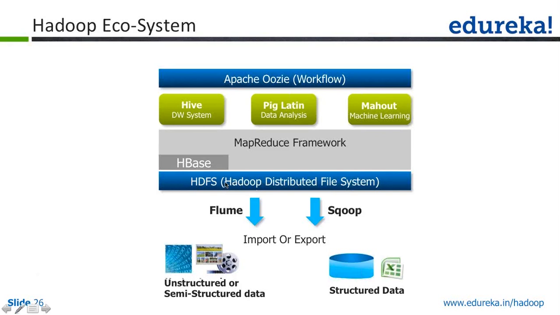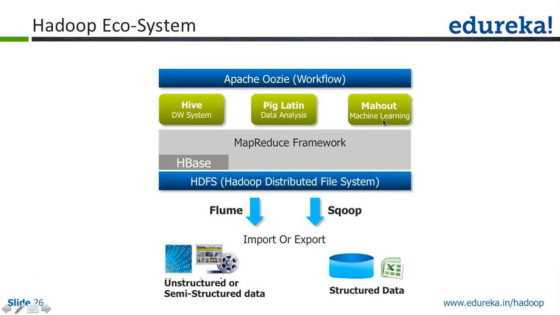At this point of time, just get familiar with these names. Hive is the data warehousing system in Hadoop. We'll be covering that as well in one of the classes going forward. This Hive was developed by Facebook. Pig is another data analysis tool in the Hadoop framework which was developed by Yahoo. We'll be covering that as well.